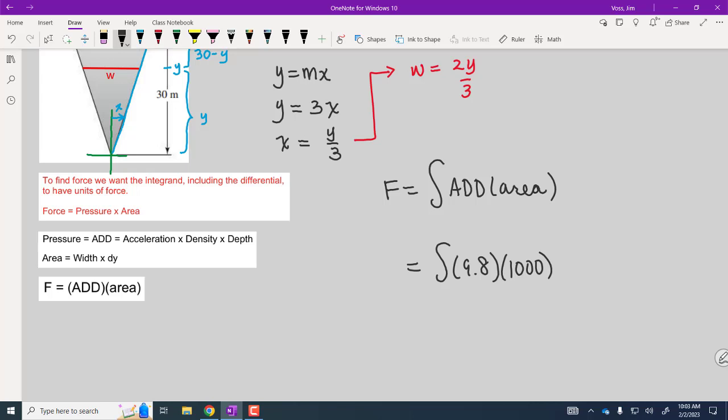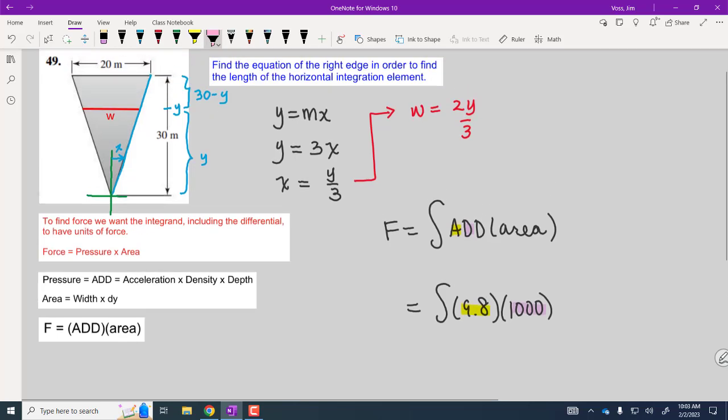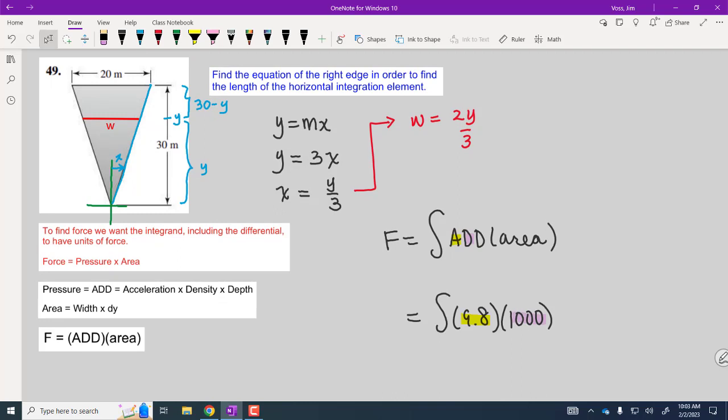Okay, so we've done acceleration, we've done density. Now we have to do distance or depth, and we just said that this representative strip is 30 minus y from the top. That's the depth, 30 minus y. Now we need area. By area, we're talking about the area of that red strip. It's a sideways rectangle. All we do is multiply width times dy. That is the area of the strip. So right here, there's the width, 2y over 3. There's the thickness. That is what we mean by area. Length times width.